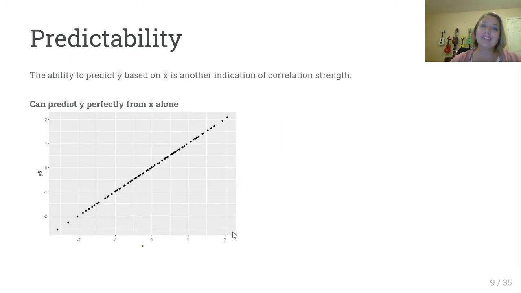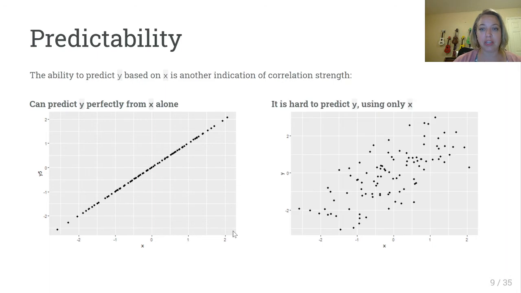Okay, so predictability, how well X would help you predict Y, is a good question to ask in determining the strength of a relationship. So again, here is that perfect +1, perfect straight line sloping up plot. If I know what the X value is, I can go straight up from that X value and perfectly predict Y. This is a perfect, strong, positive relationship.